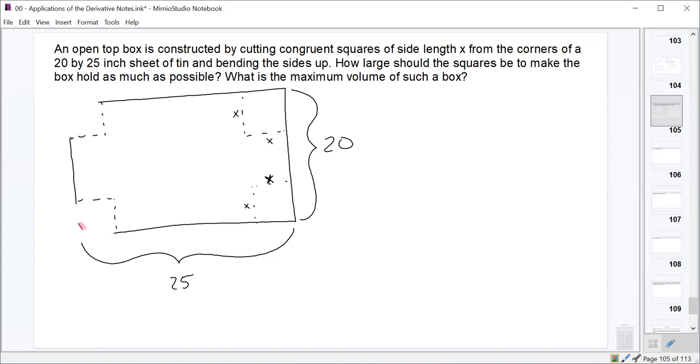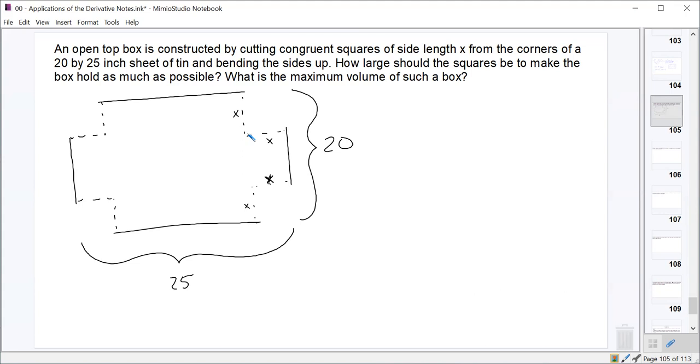and we're left with some little flaps sticking out from our rectangle. And those flaps are going to just be folded up right along these edges right here. We're going to fold those flaps up into a box that has no top to it. And so we're looking for how much should we cut off so that the box holds as much as possible.